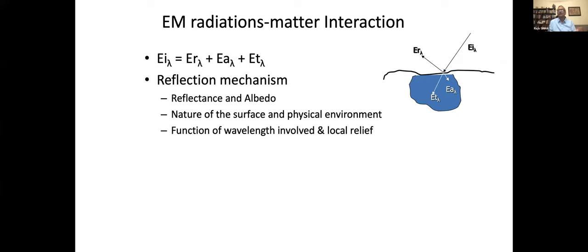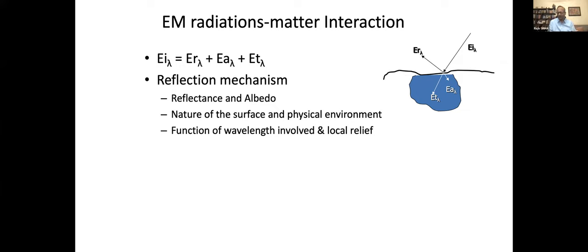Ice, for example, will have a very high albedo because almost all energy falling on ice is getting reflected. Water is a great absorber, and therefore most of the energy falling on water is getting absorbed, except for a few wavelength ranges, and therefore water has a very poor reflectance. So they are related terminologies. All of these things depend upon the nature of the surface and the physical environment.